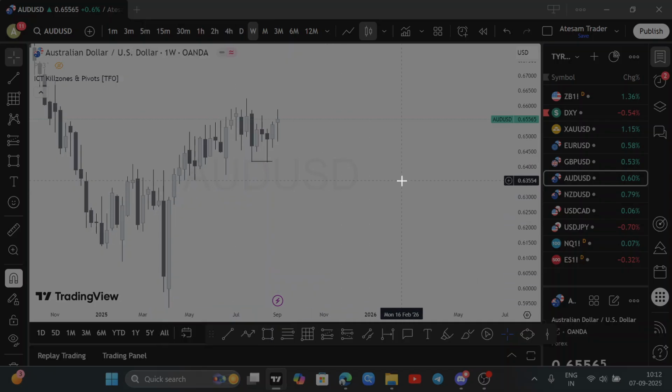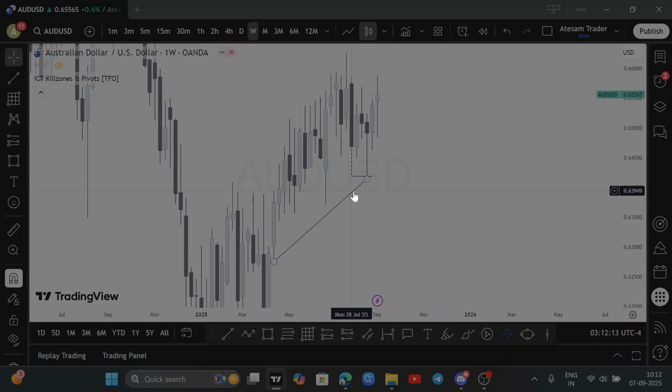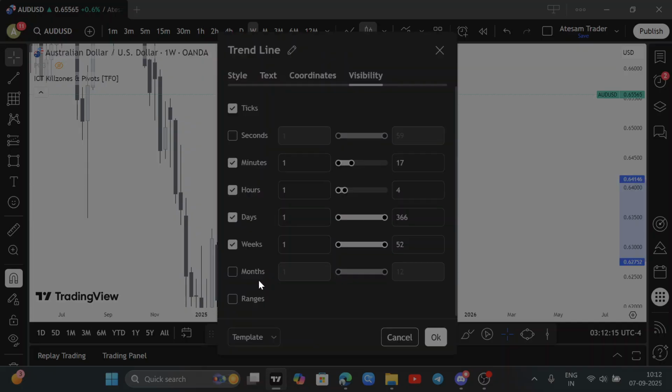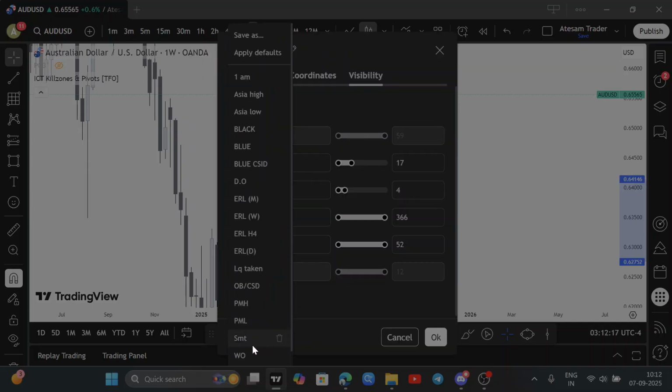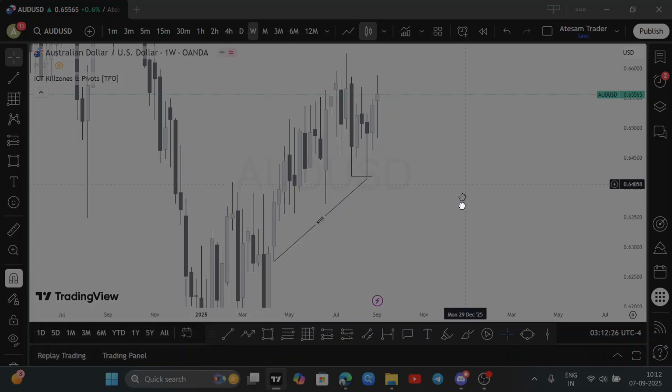Okay, if we have SMT, so what do we want to see? We want to see aggressive price action. SMT means what? Reversal. If there is a reversal, then what do you want to see? You want to see an aggressive move going away from it. This is the characteristic of SMT.